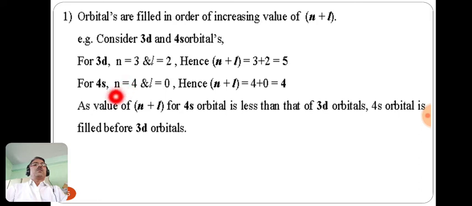For the 4s orbital, the value of n is 4, and as it is s, L equals 0. So the addition of 4 and 0 equals 4. Therefore, as the value of n plus L is 4, it is lower as compared to the 3d. So the value for the 4s orbital is less than the value for the 3d orbital, and that's why the 4s orbital is filled before the 3d orbital.